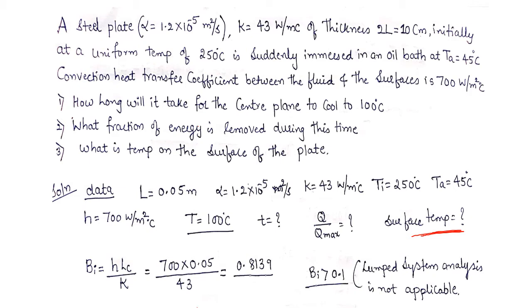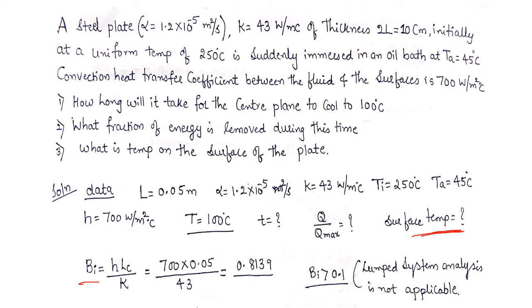So now as usual, before solving the problem, we first have to calculate the Biot number. The Biot number is given by the formula h into Lc divided by k, where Lc is the characteristic length. So how will we calculate this Lc? Lc is the characteristic length for a plane slab. This is a plate, which means the problem is based on a slab. So Lc equals V divided by A, that is the volume of the plate divided by the area of the plate. If we solve this, Lc equals L.